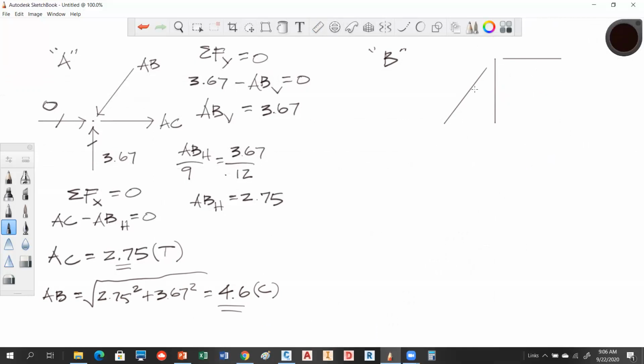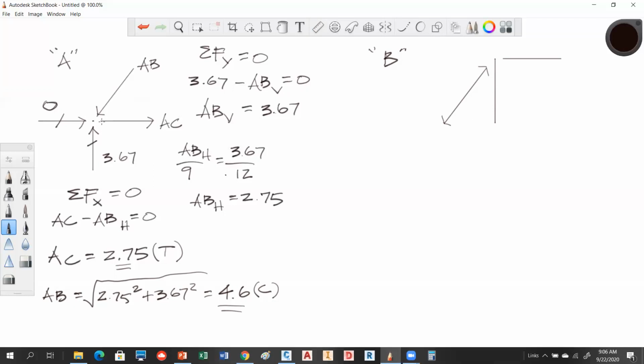Now, this is where we're going to start with AB. What is AB, member? It's compression, right? Compression. Which way should this arrow be going in? Should it be going in like that? Or should it be going in like that? It's compression, right? Up to the right. Yes.